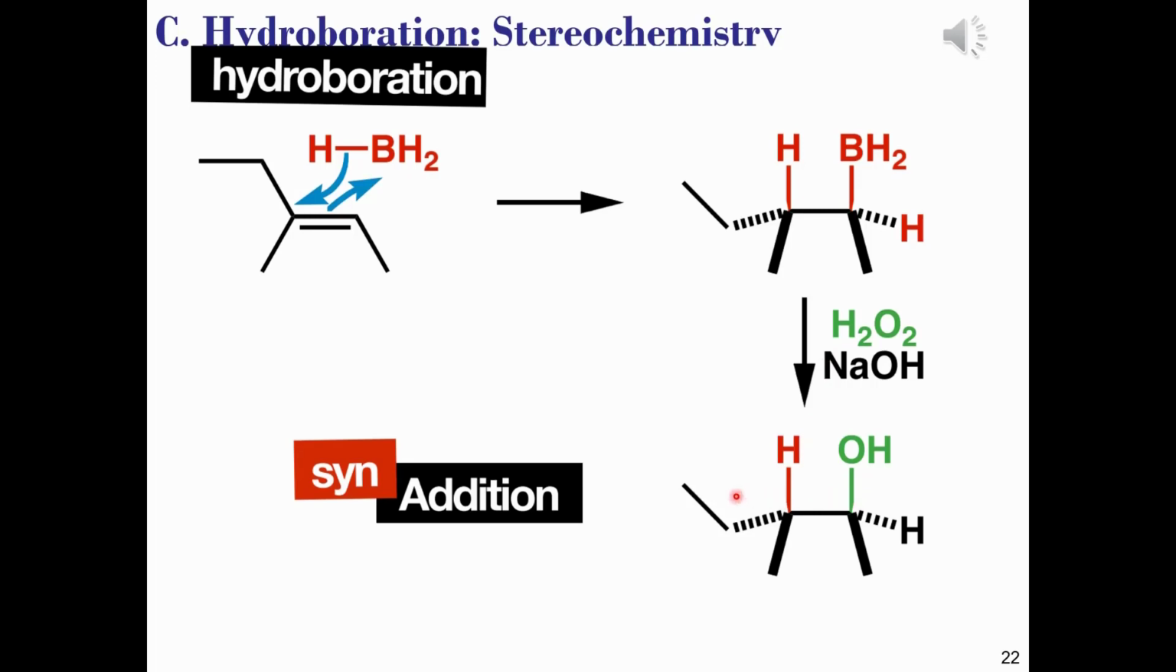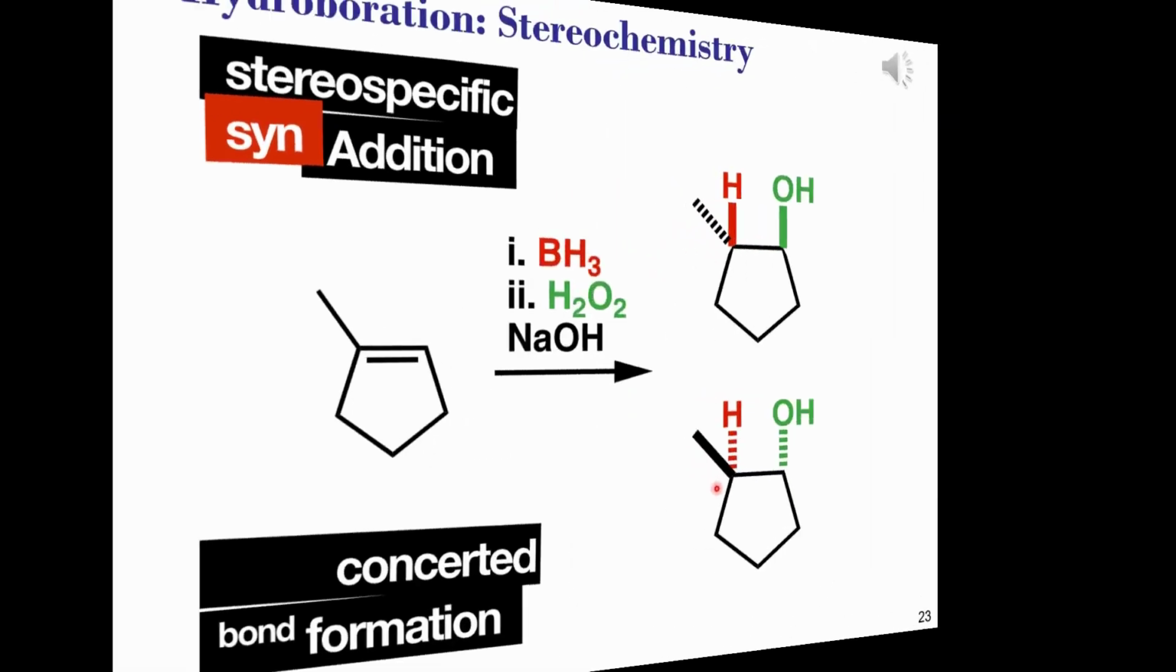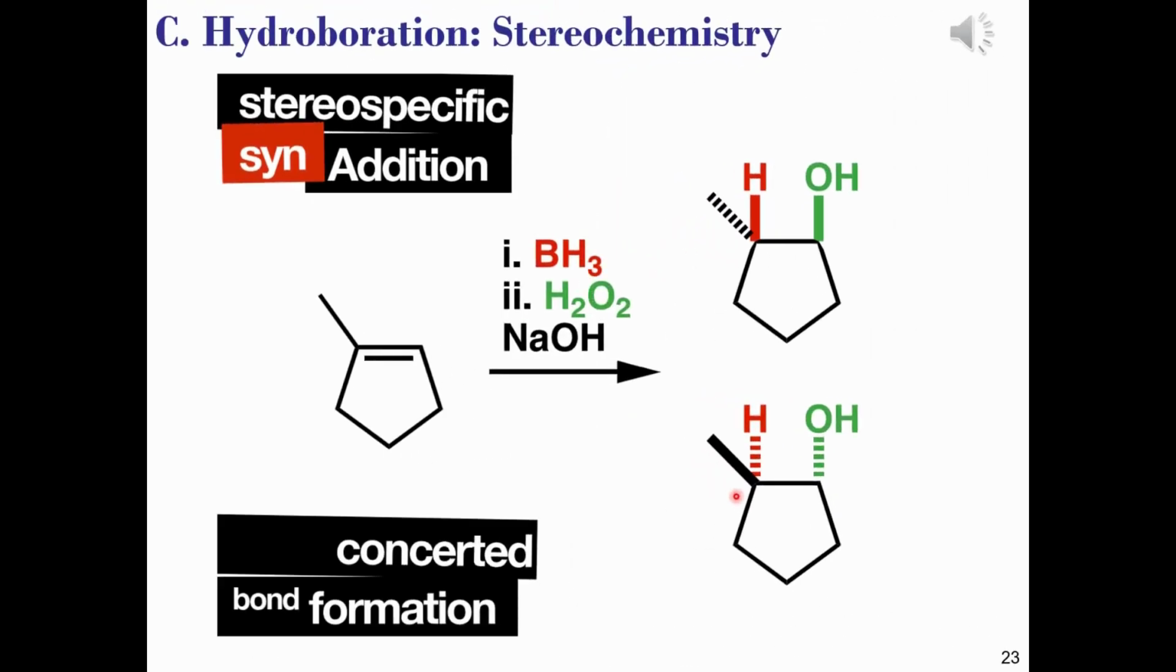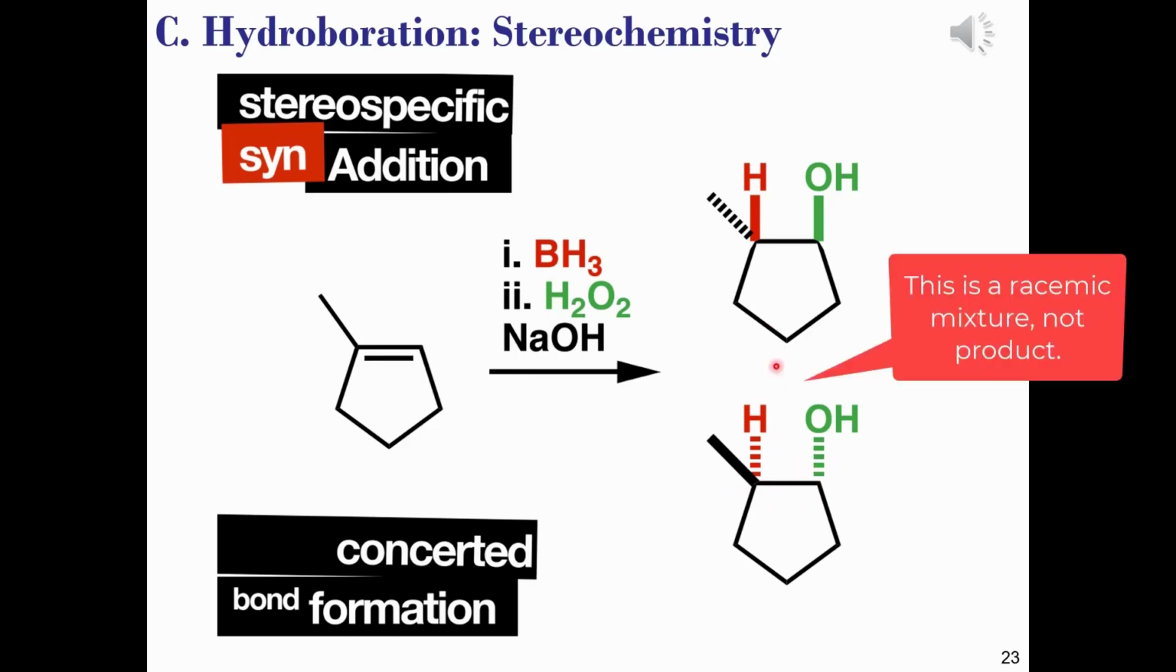So let's have a look at one more example. Here we have a cycloalkene that is not symmetrical. So via hydroboration-oxidation, there is a stereospecific syn addition which results in the racemic product seen here. This concludes part C.